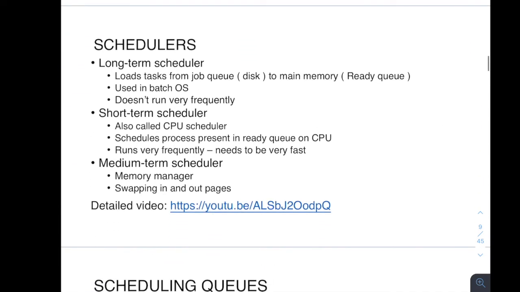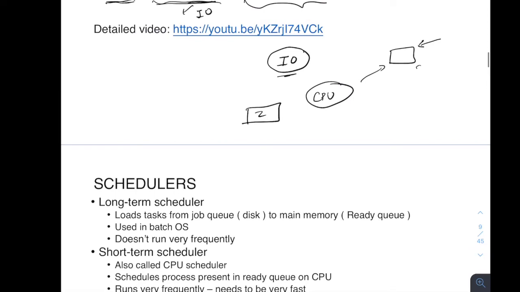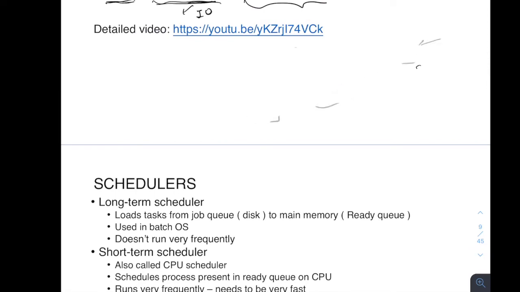Now let's look into schedulers, like how many schedulers we have, and also schedulers are closely related to scheduling queues. So both you will understand from this. So I will tell you a typical example. Let me clear this, and I will give you a very good example to make you understand this before I go into the theory part.